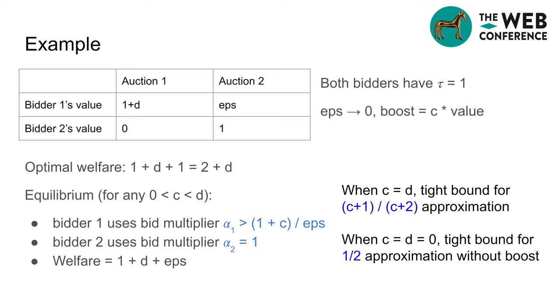By taking C equal to D, this example will be an upper bound that matches our approximation ratio of (C plus 1) over (C plus 2) with boost. And if we take C equal to D equal to 0, then this will be an upper bound matching the approximation ratio 1 over 2 in the work by Aggarwal et al., without boost.